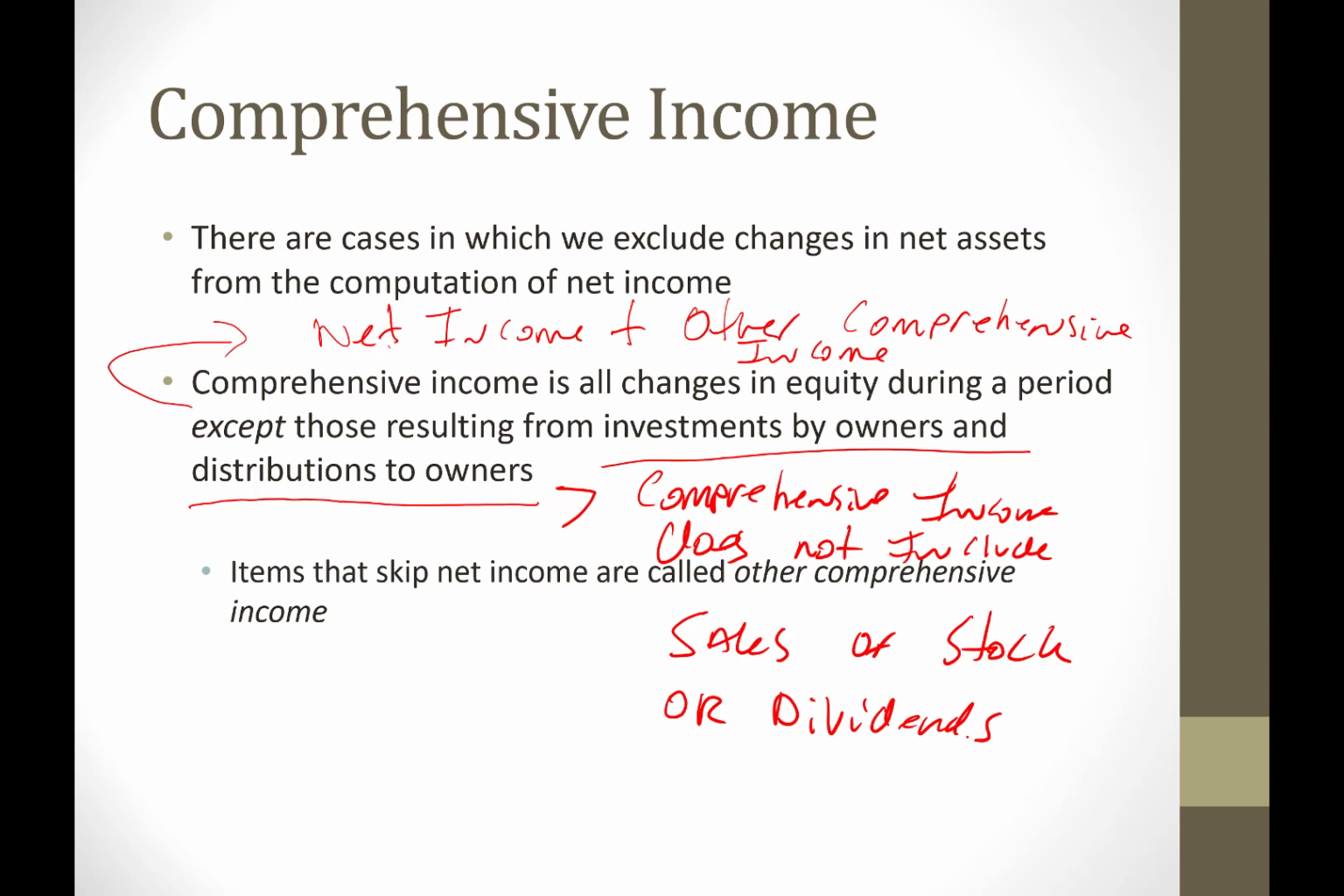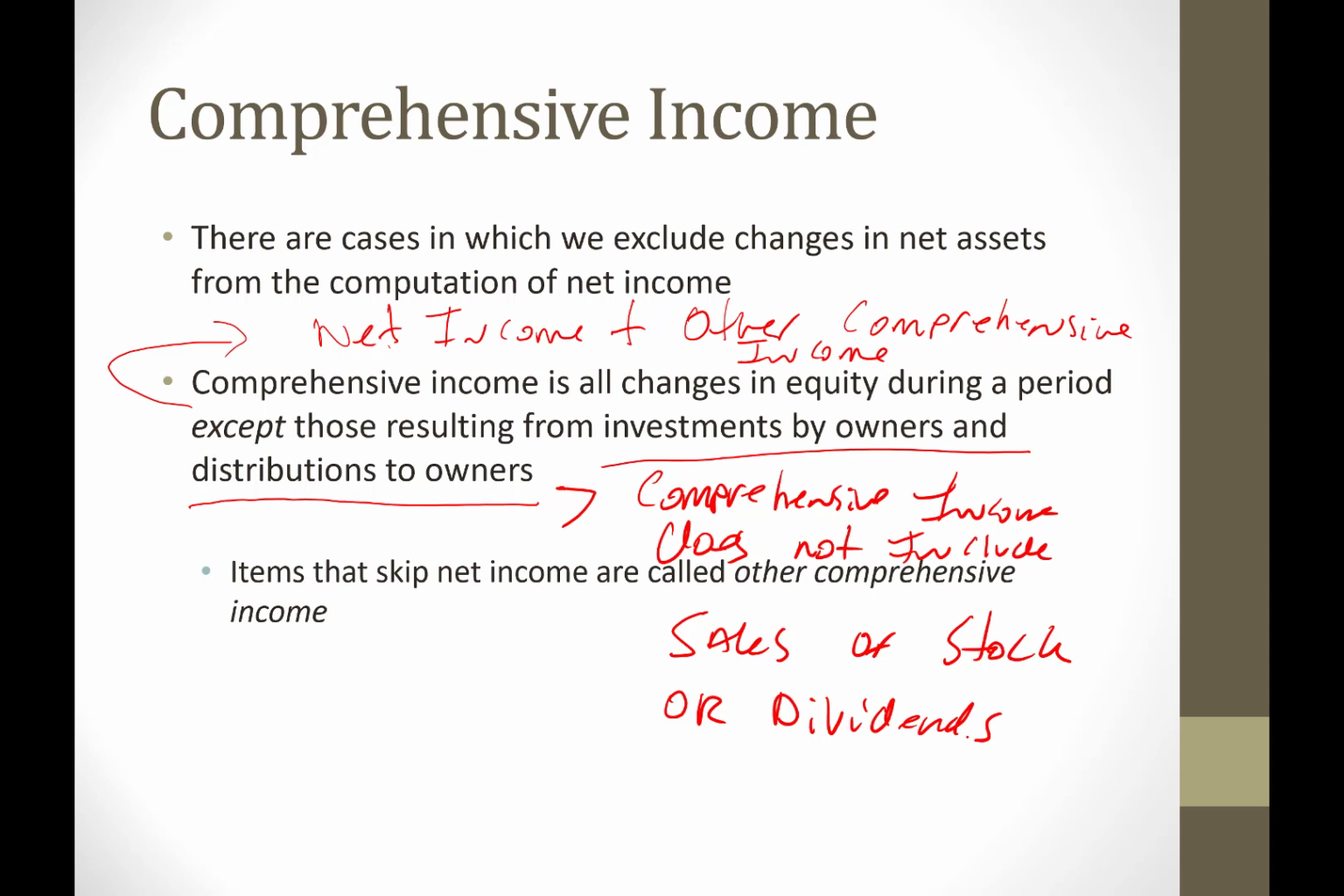Yes, it is, and you can see it's written up here. Comprehensive income is net income, right? So my net income is part of my comprehensive income because it changes my retained earnings, and it's not from an owner source. It's not a sale of stock. It's not a dividend, right? It changes my retained earnings, so it is part of my comprehensive income.